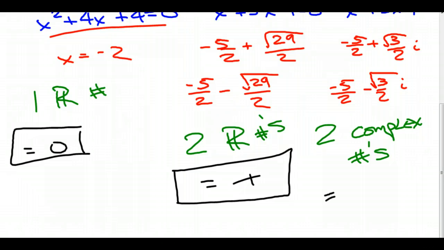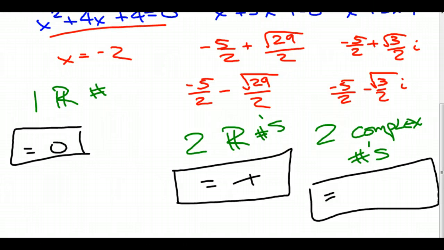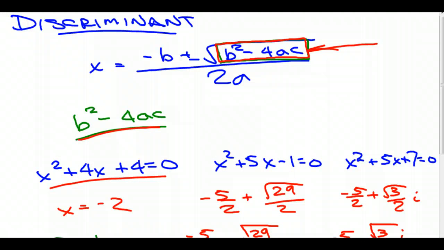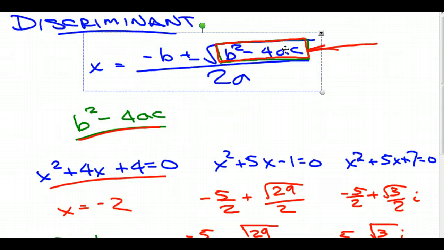And over here, when you put in your numbers, your discriminant was negative. Negative, that's why you got an i. So those are your three clues. If you get 0 for a discriminant, you get one answer, because your square root sign disappears because you get the square root of 0. So there's no plus or minus anything. So when you look up here, this whole thing disappears. So it's just negative b over 2a.